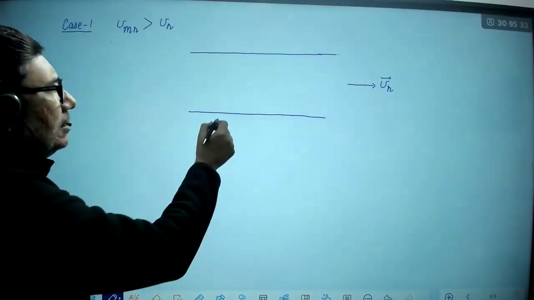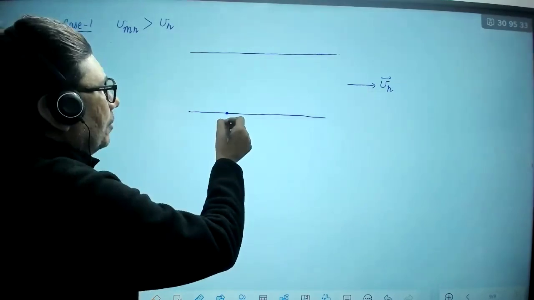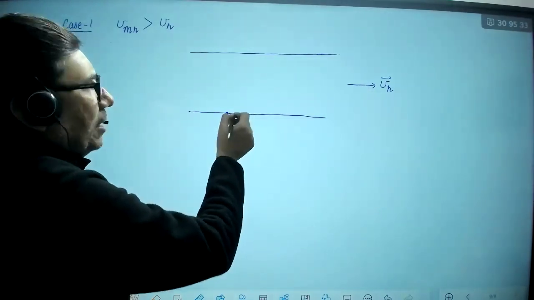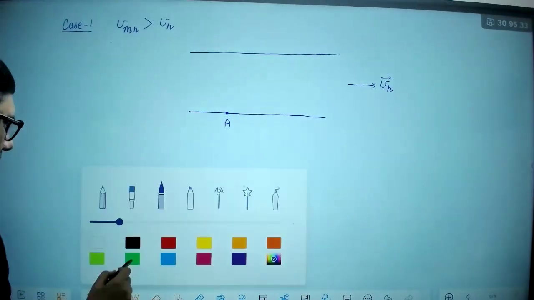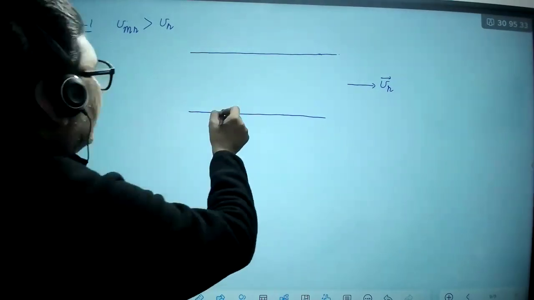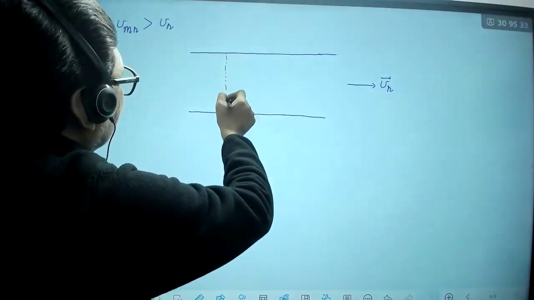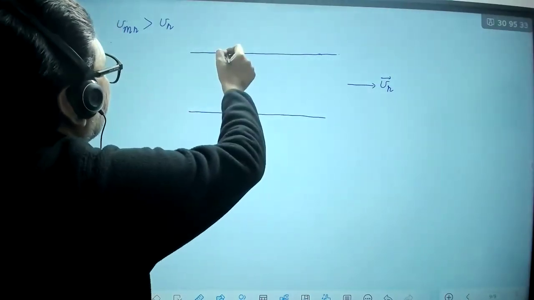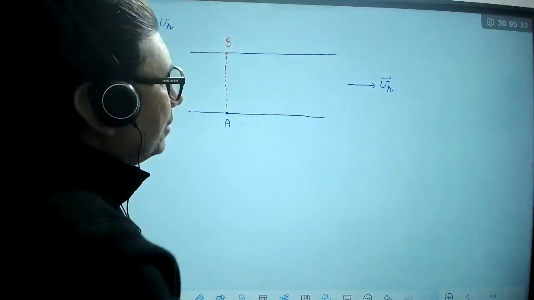A swimmer starts his journey from this point. This is one point on this bank. On this bank, this is a point. And I'm drawing another point, the vertically opposite point on the opposite bank. This is B. This is VR.